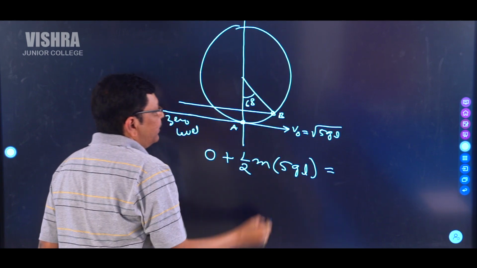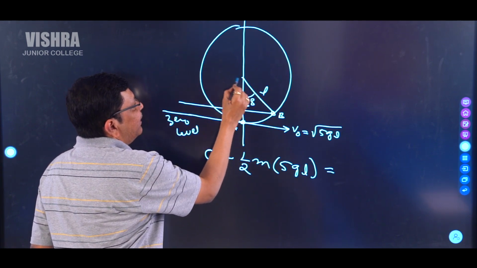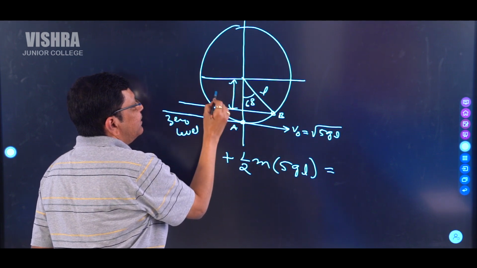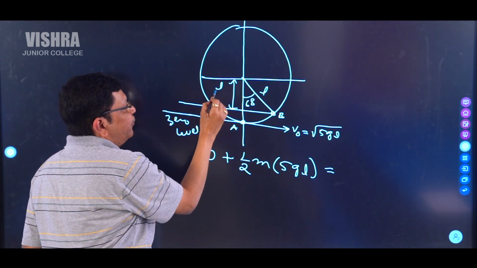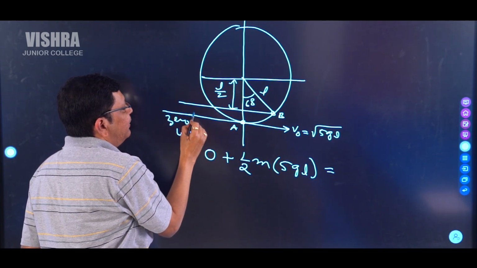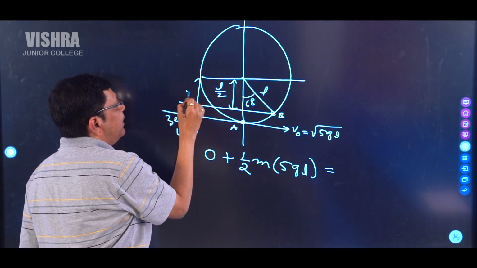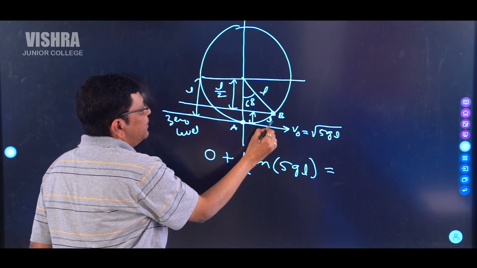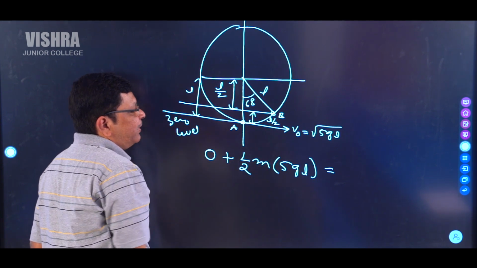And the total energy at B will be how much? The length of the string is L, so this portion will be L cos 60, that is L by 2, and this is the total length of the string L. L minus L by 2 is L by 2. So B is L by 2 height above A.